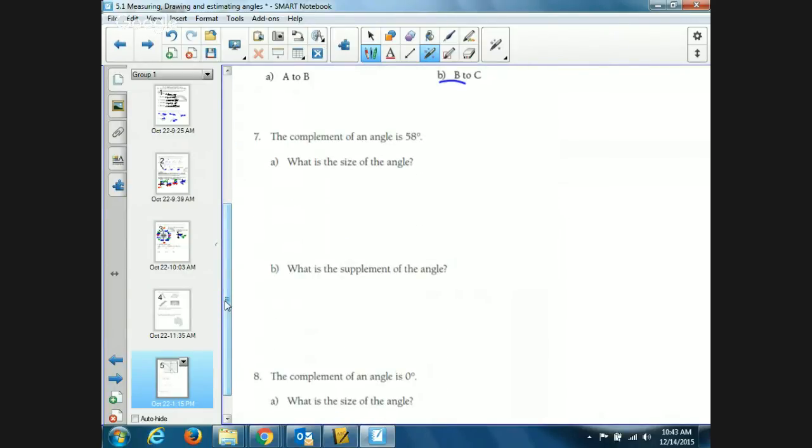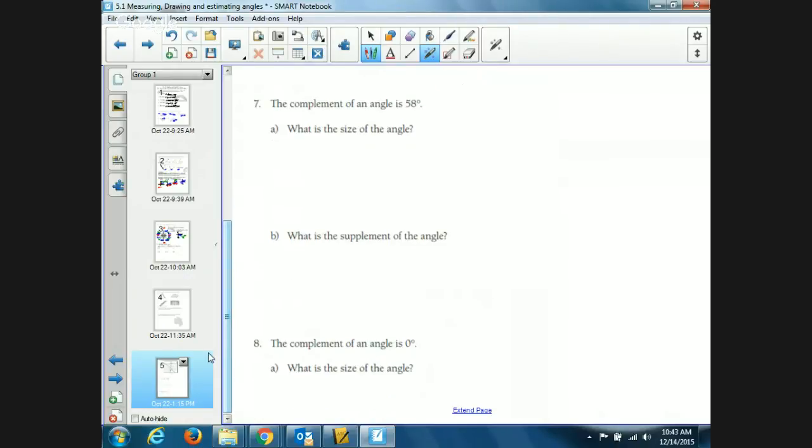The complement of an angle is 58 degrees. Do some figuring from there. And do number 8. You should be great. Okay, I'll pause.